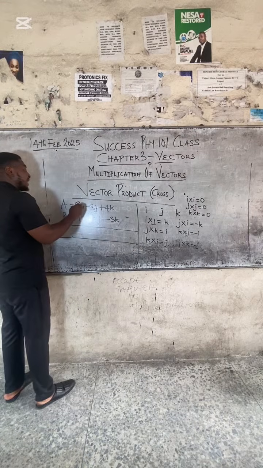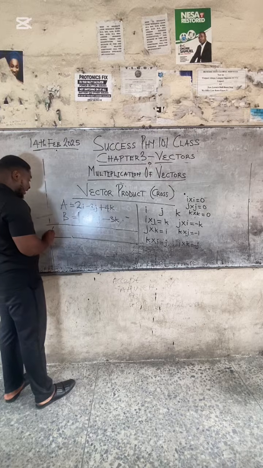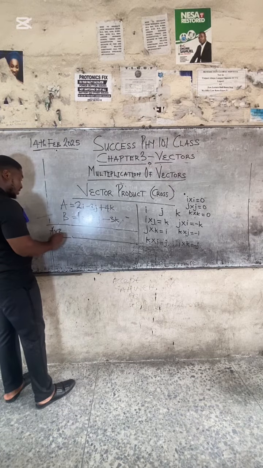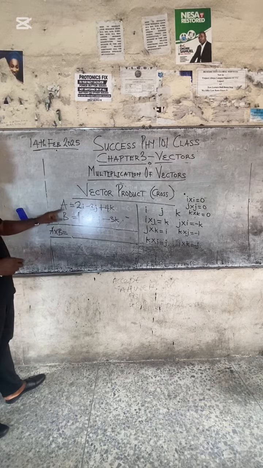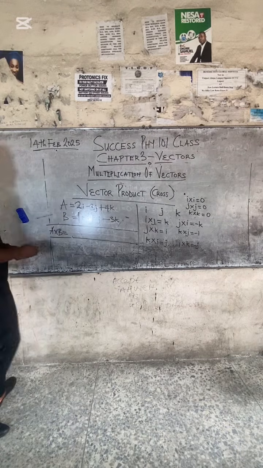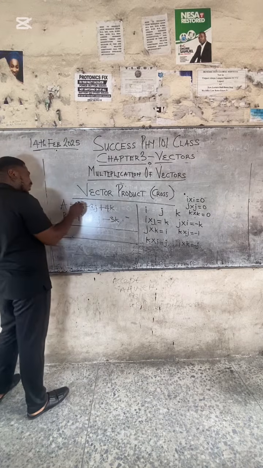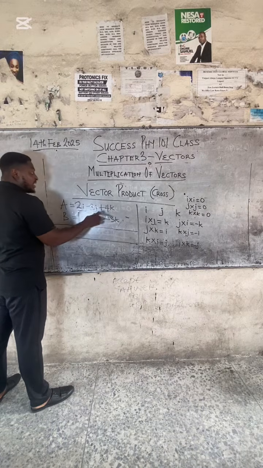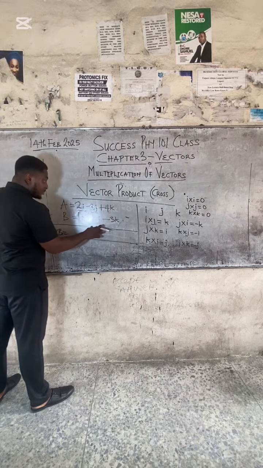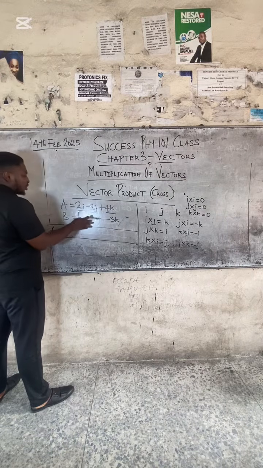So remember, you must ask yourself who is crossing who. Let's assume we are looking for A cross B, which means that A is crossing over to B. So the members of A must cross over to members of B, but I cannot cross to I. The first member of A is 2I, and he will first cross to B, then 3J will also cross, then 4K will cross to B.